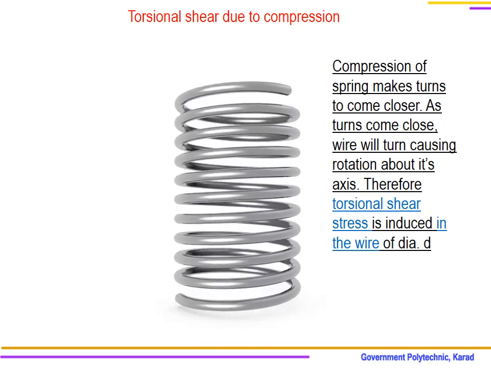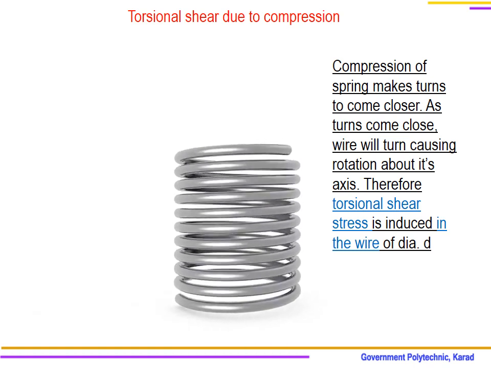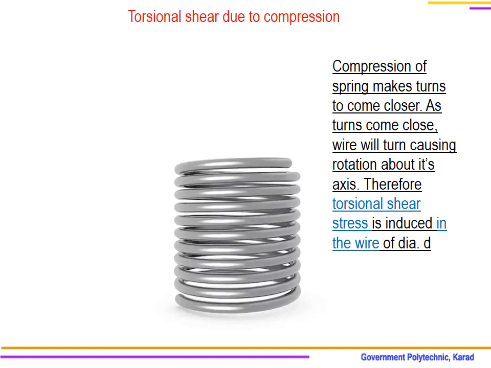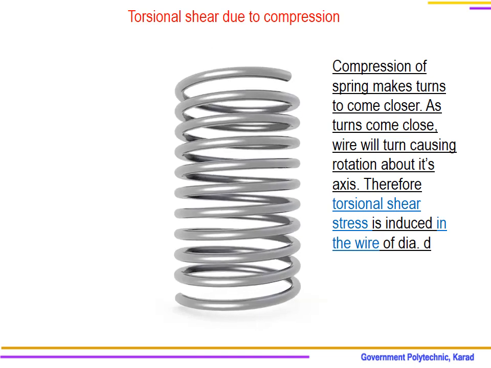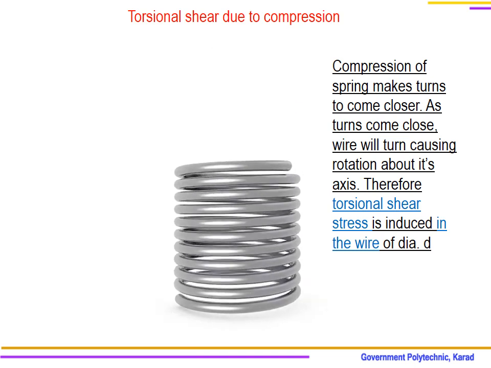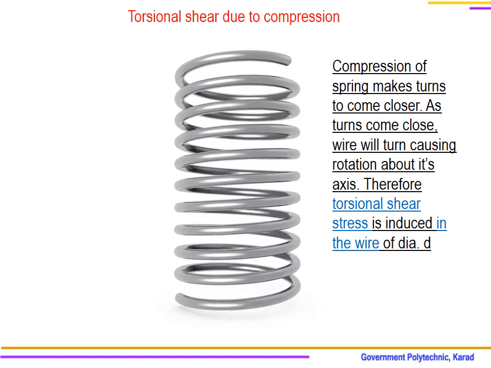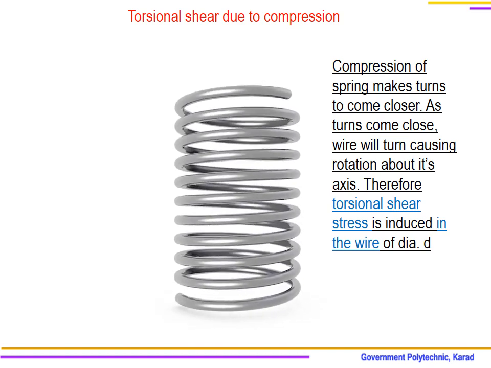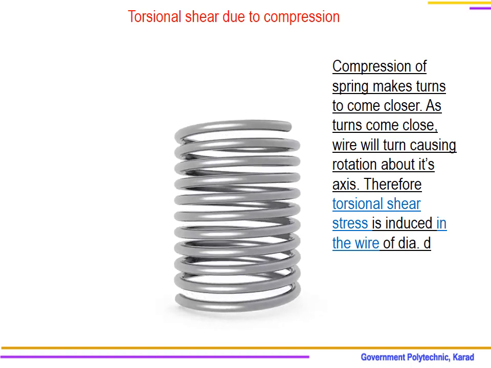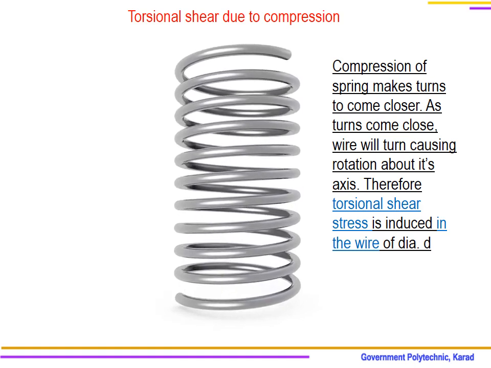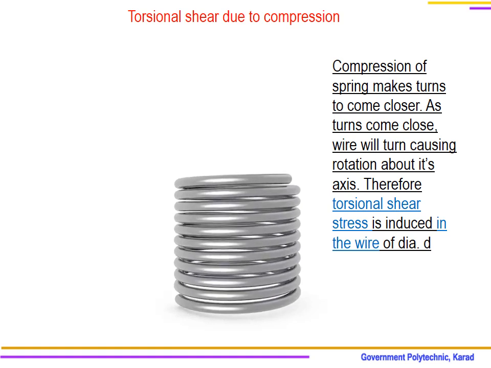The angle of turn is slowly becoming perpendicular, say, to the axis of that particular spring. So the spring is slightly turning. So as to come closer, the wire has to be turned. As the wire is turning, we can say that there is angular movement, and this angular movement causes torsional shear stress in the wire. So we need to find the torsional shear stress induced in the spring material.